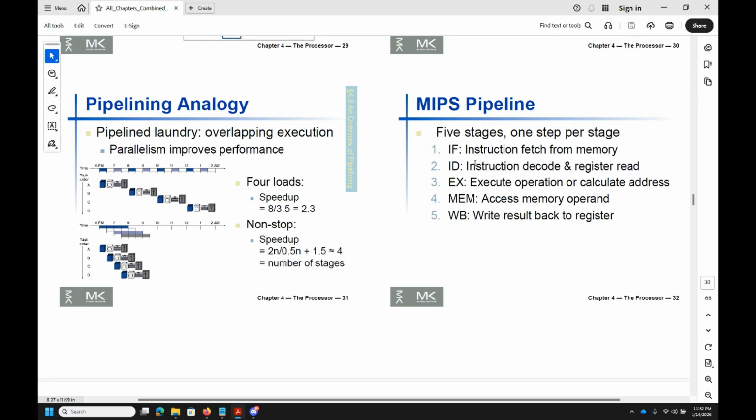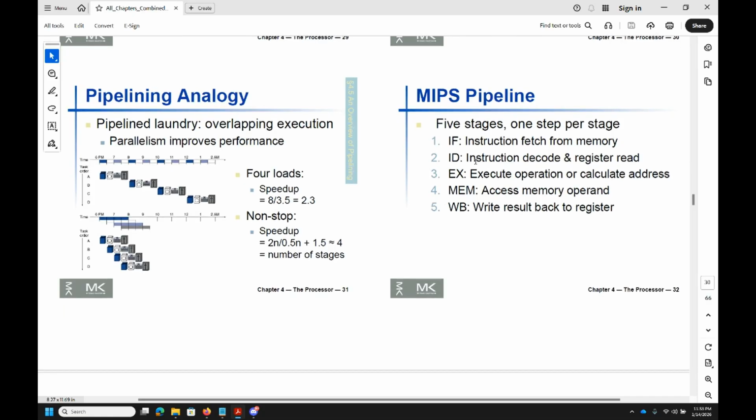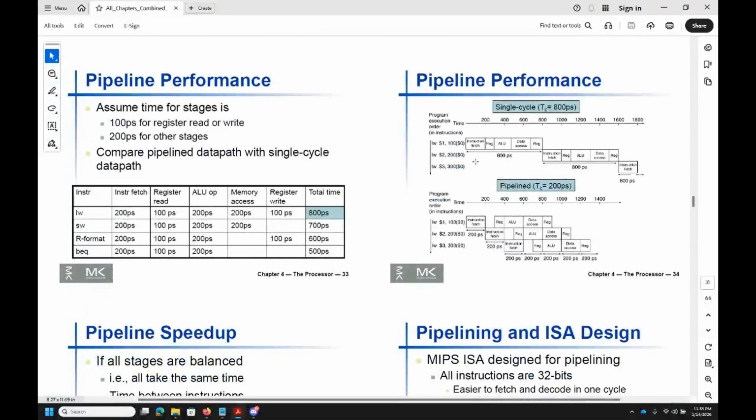Okay. So in the MIPS pipeline analogy, there are five stages. You have the instruction fetch, which fetches the instruction from memory, instruction decode, which decodes the instruction and you read the data. Then you execute, as I said, you do the math. Memory is to again load or store the memory, and write back is to write the result back to the register for the next instruction.